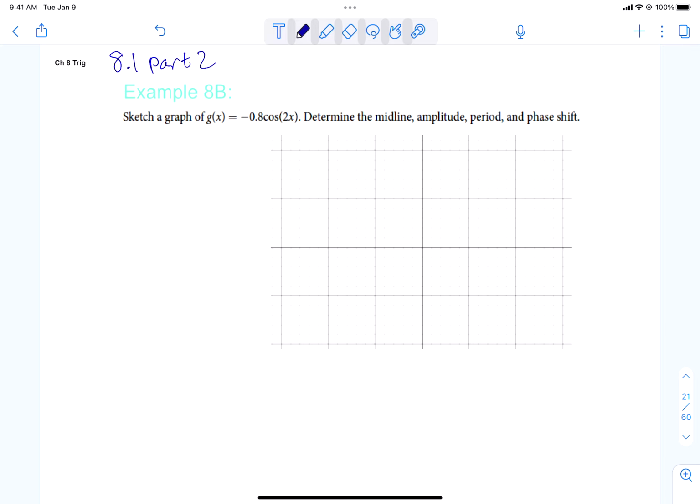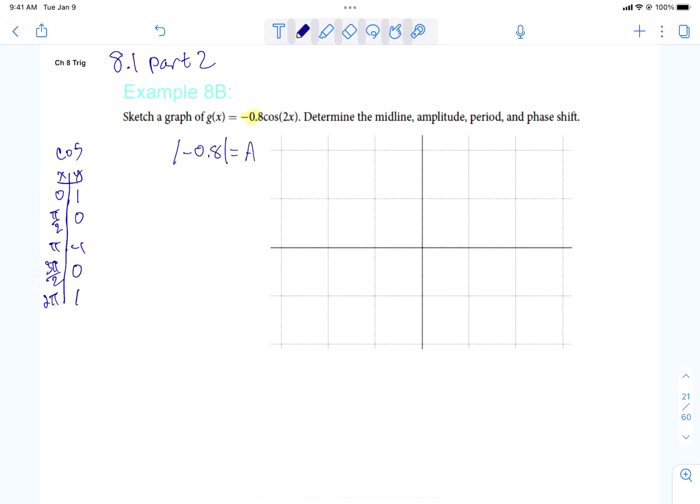Now, those are our guides. So what do we know? Well, this outside number is on the outside. It's going to affect our y, and the absolute value of negative 0.8 is our amplitude. So our amplitude is 0.8. Now, what does that mean? Well, the fact that it's negative means that there is a flip. What the 0.8 means is normally our bumps, as you can see in the cosine, go up 1, down 1, up 1, down 1. Now it's only going to go up 0.8.